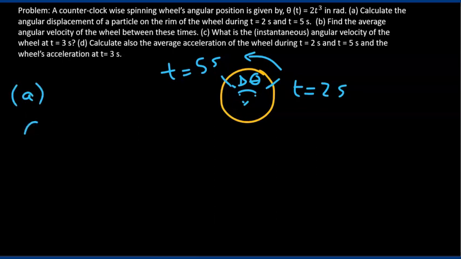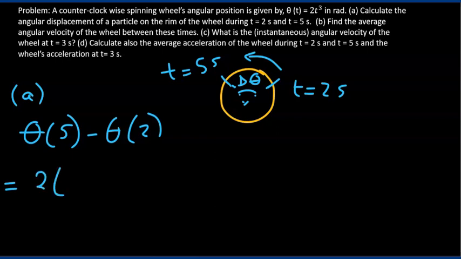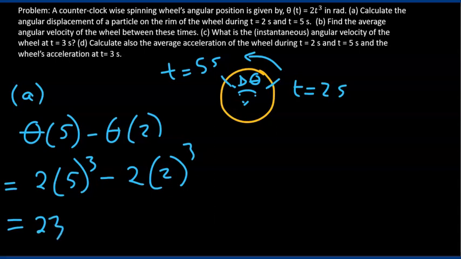So the angular displacement, in this case, is given by theta at t equals 5 minus theta at t equals 2. So at t equals 5 seconds, theta is 2 times 5 cubed, minus theta at t equals 2, which is 2 times 2 cubed, and that's going to give you 234 radians.